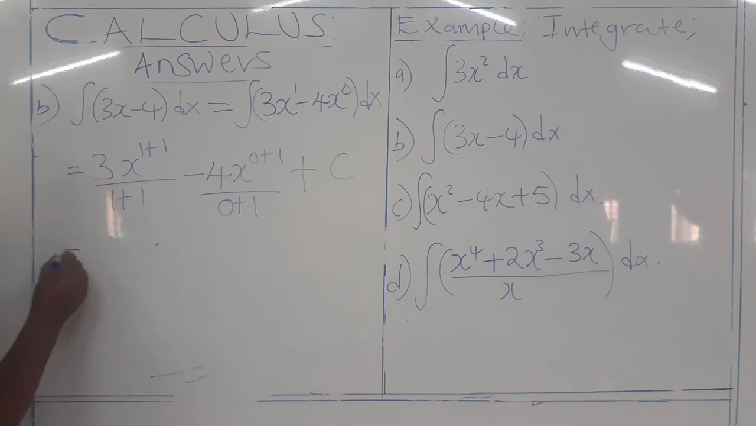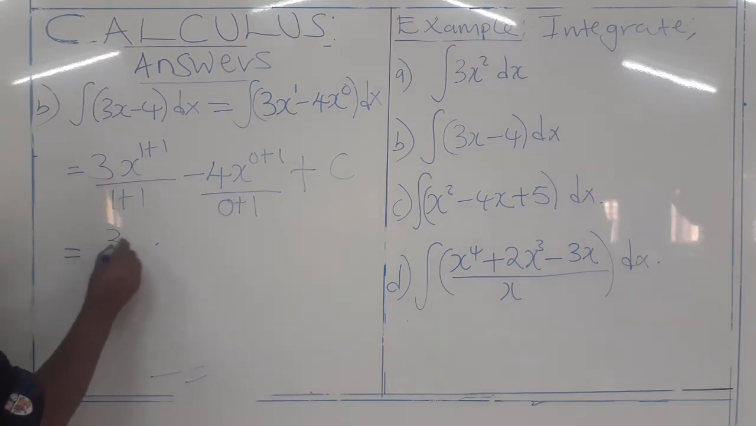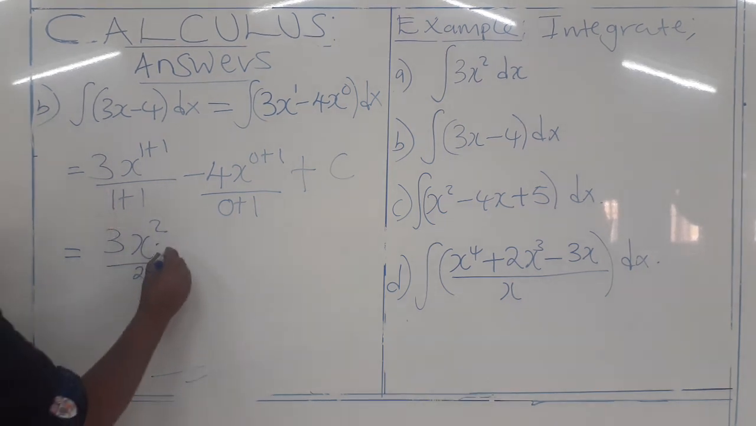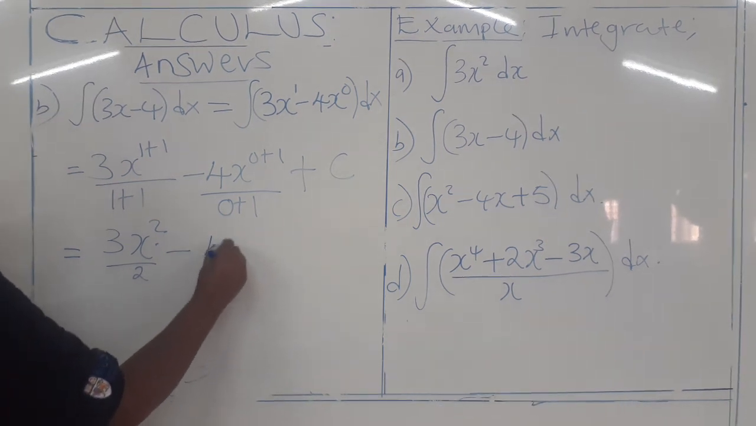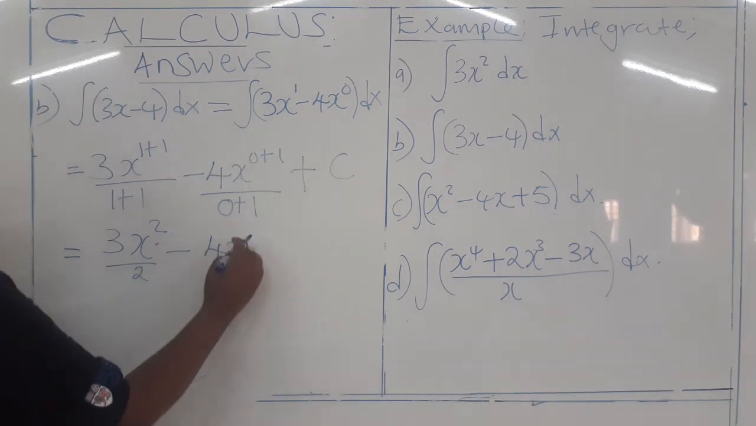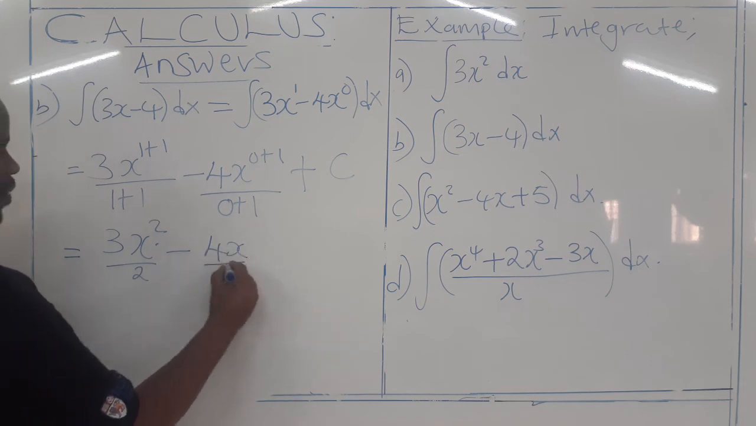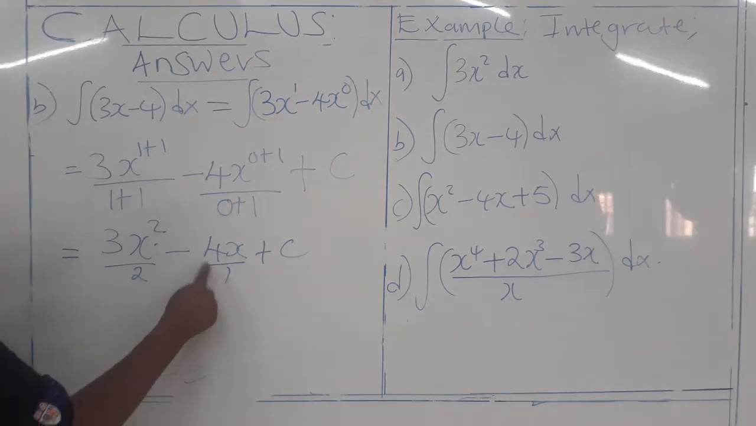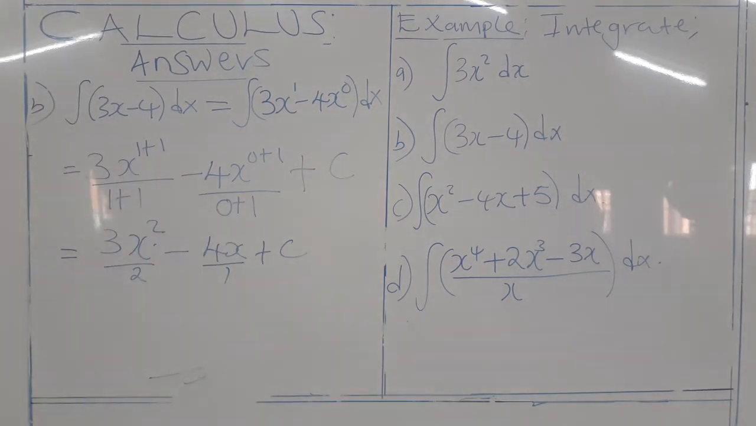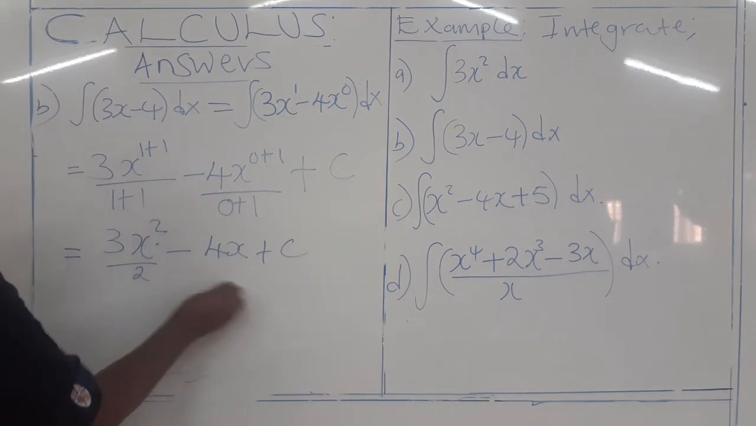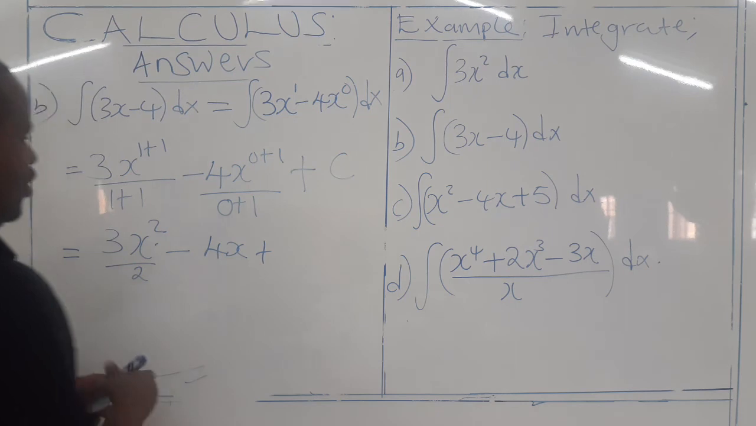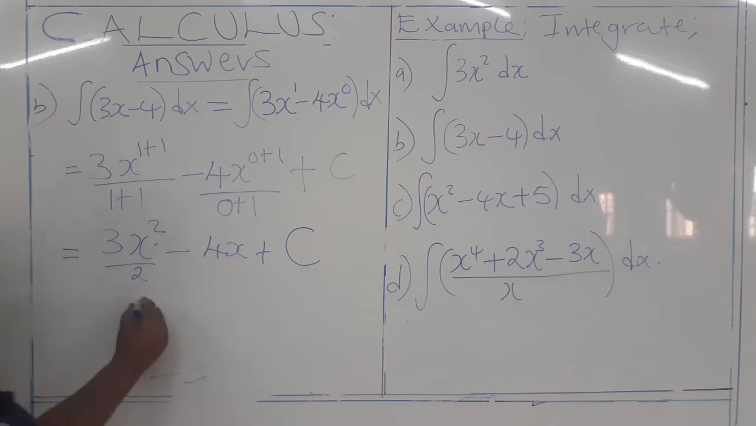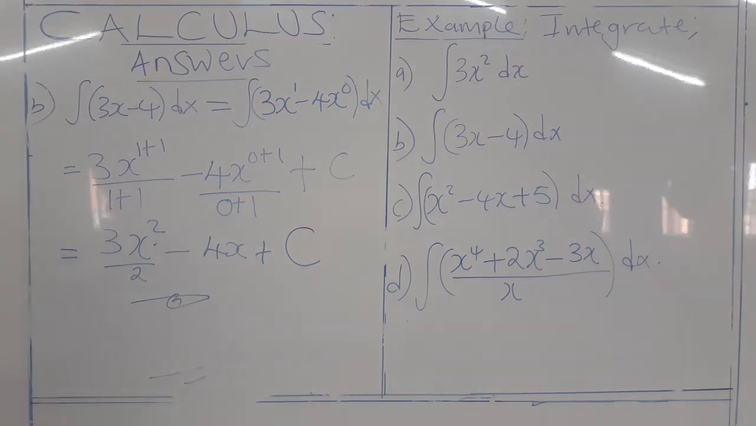Okay? So this would mean that we have 3x to the power 2 divided by 2. Alright? Minus 4x, because 0 plus 1 is 1, so we can just write that. Divided by 1 plus an arbitrary constant. And now, what is 1 into 4x? You have 4x. So we can get rid of the 1 here. And this becomes, take note, an arbitrary constant. So here we end, and that's our answer.